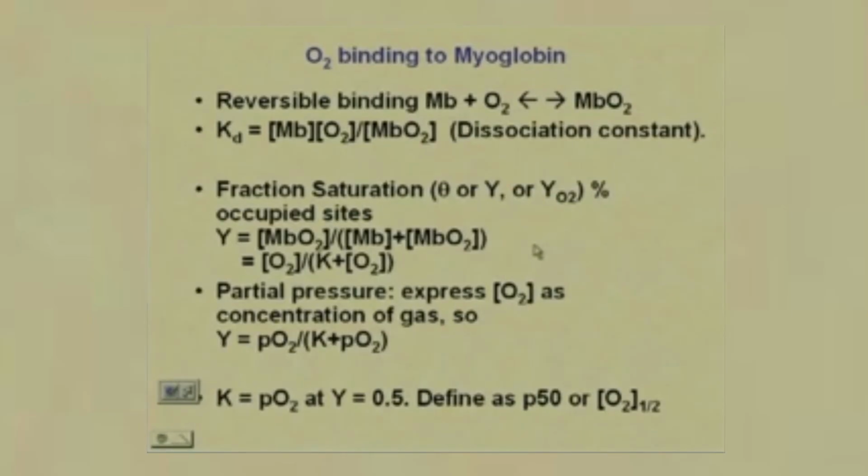So what do we have? We have a specific dissociation constant that we have defined, and we have a fractional saturation that has been defined, and we know that this fractional saturation would be 50% when the K value is equal to the PO2.